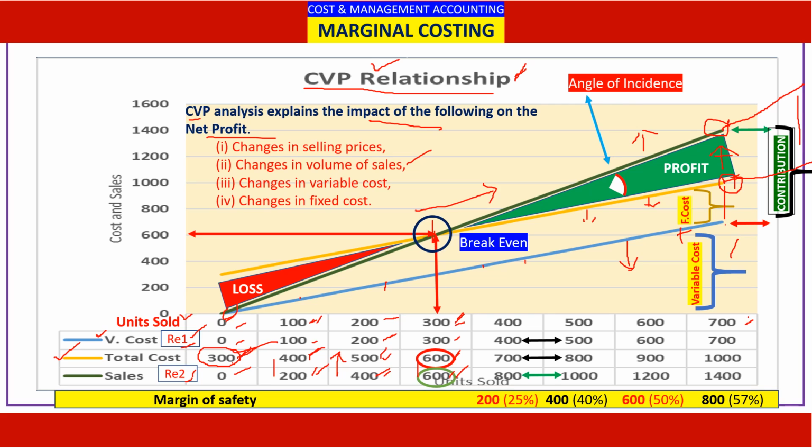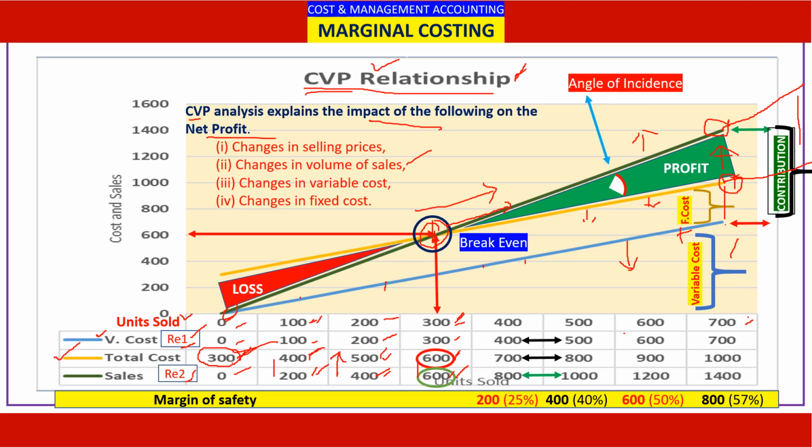Now, this is being studied in CVP relationship, cost, volume, profit. We talked of the volume, we talked of the variable and fixed cost, and also we talked of its impact on the profit. There is one more thing called margin of safety. We are not profitable at break even. We are safe at break even. The more sales we make, we get more of profit.